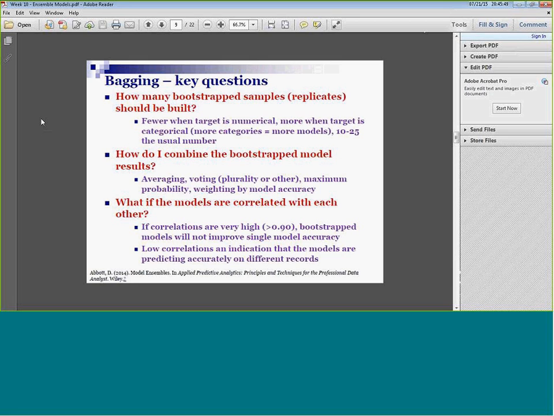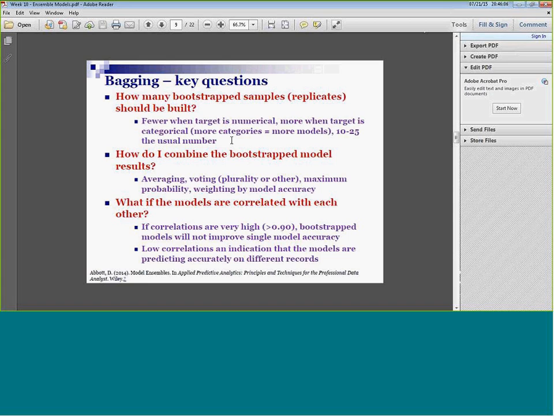Well, this is again some guidance right out of Dean Abbott's book, Predictive Analytics: Principles and Techniques for the Professional Data Analyst. How many bootstrap models do you have? Fewer when the target is numerical, more when the target is categorical. So there's some general guidance.